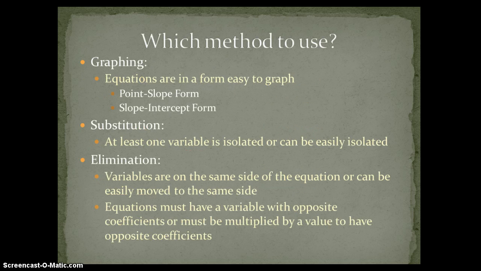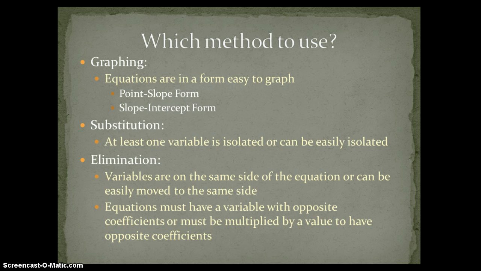So now we have three methods: graphing, substitution, and elimination. So when do you use which one? Well, graphing, you should use it when equations are in a form that's easy to graph, point-slope or slope-intercept form, and when you have an answer that is not going to be a decimal. Substitution is best used when at least one variable is isolated or can be easily isolated so you have it alone.